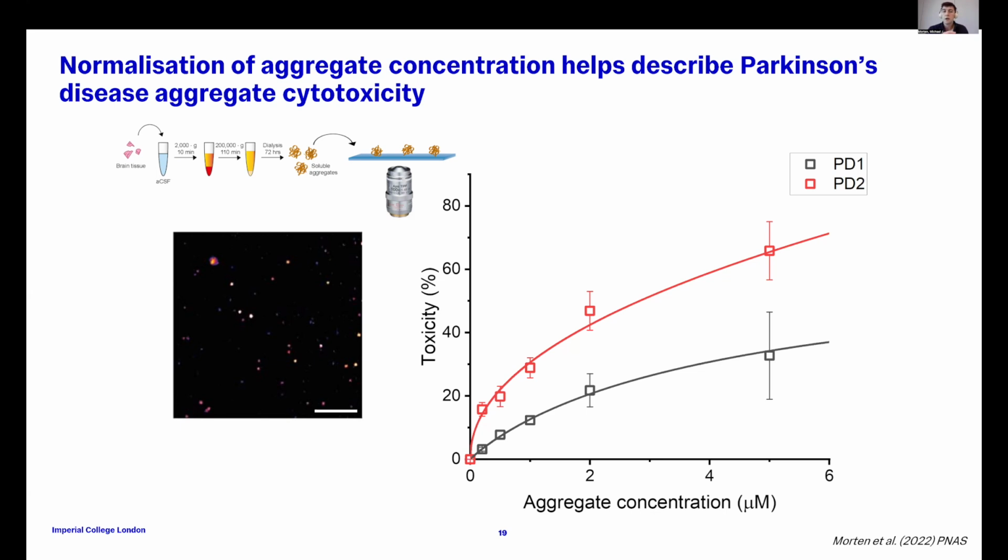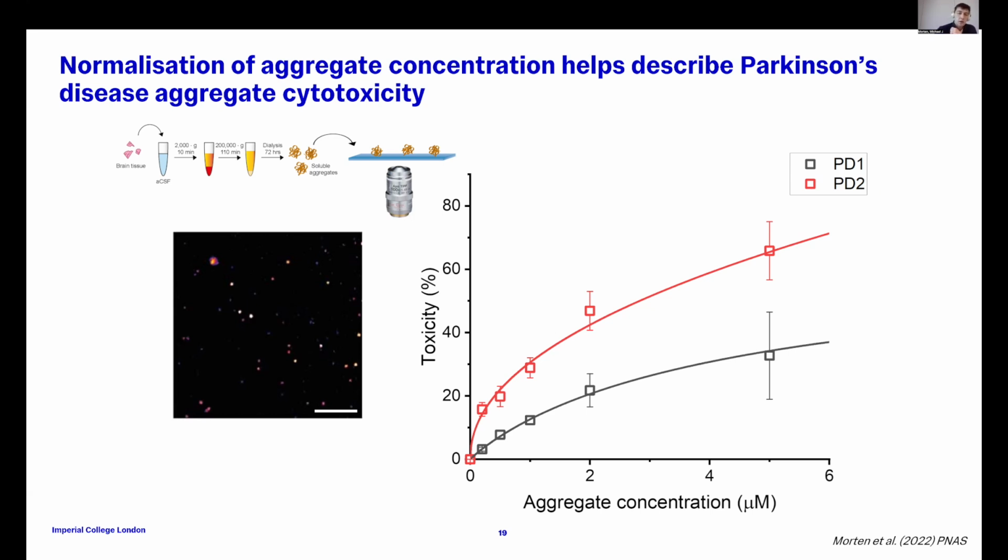So here we have a very similar experiment done with aggregates that we've extracted from brain tissue of donors who are diagnosed with Parkinson's disease. Here I just put up a very simple methodology. It's actually a very gentle extraction procedure where we just soak the brain tissue in artificial CSF. We spin it down to remove all the debris, and then we use ultracentrifugation to spin down again. It's the supernatant from the ultracentrifugation that we're interested in for this particular experiment.